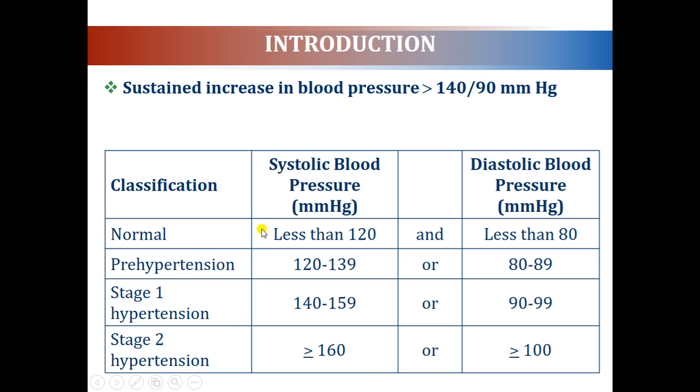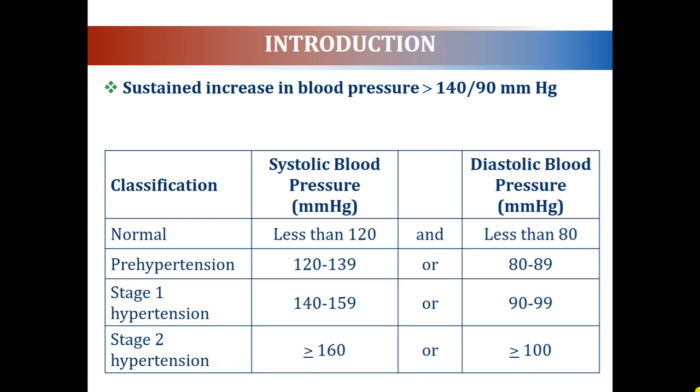According to the JNC classification, Joint National Committee, normal blood pressure is less than 120 systolic and less than 80 diastolic. Pre-hypertension is 120 to 139 systolic or 80 to 89 diastolic. Stage 1 hypertension is 140 to 159 systolic blood pressure or 90 to 99 diastolic blood pressure, and stage 2 hypertension is 160 mmHg or more systolic blood pressure or 100 or more diastolic blood pressure.